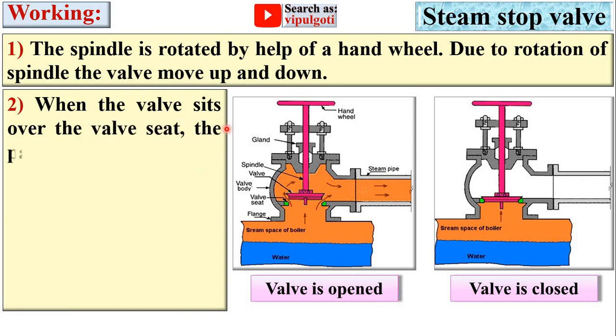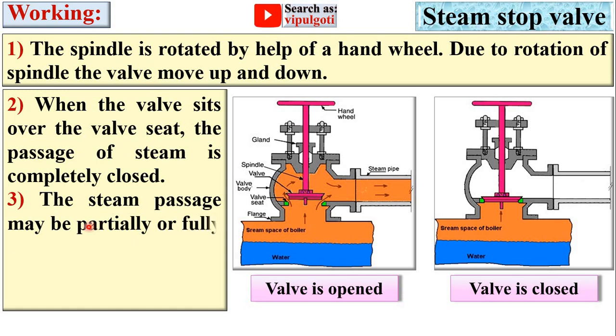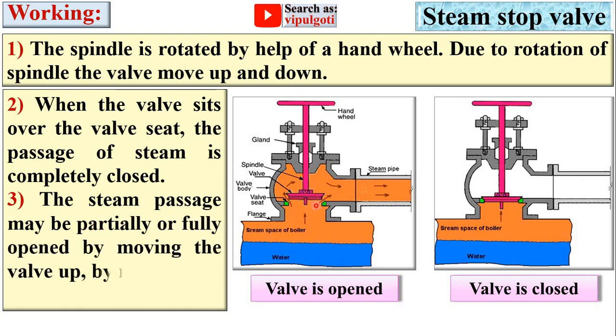When the valve sits over the valve seat, the passage of the steam is completely closed like this. Here you can see the valve sits over the valve seat completely, so that the valve is in closed condition. The steam passage may be partially or fully opened by moving the valve up by rotating the hand wheel.